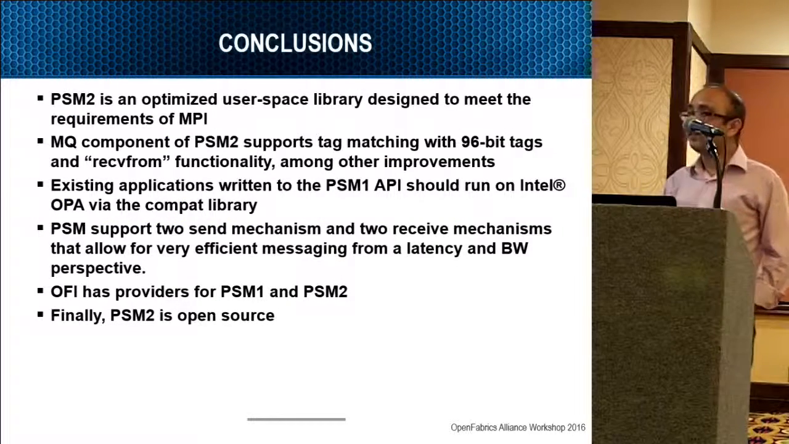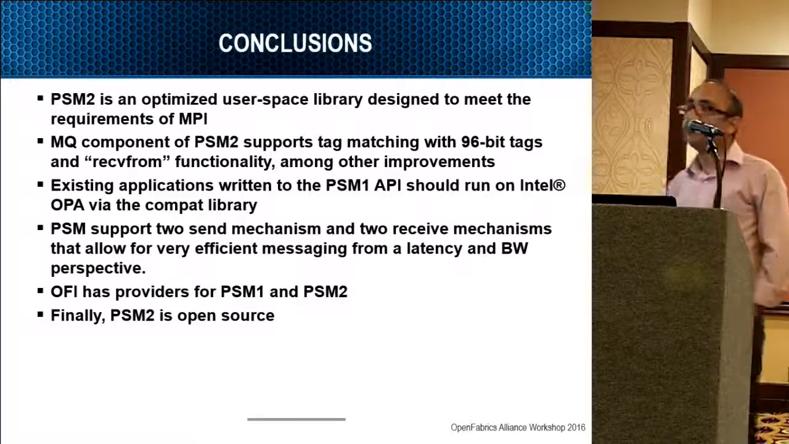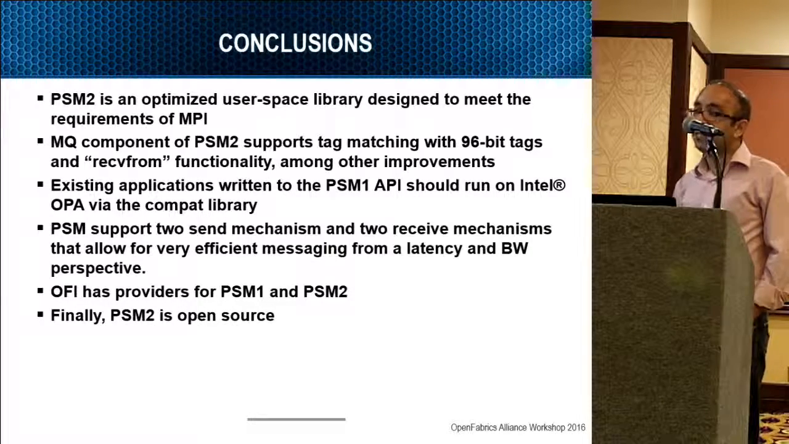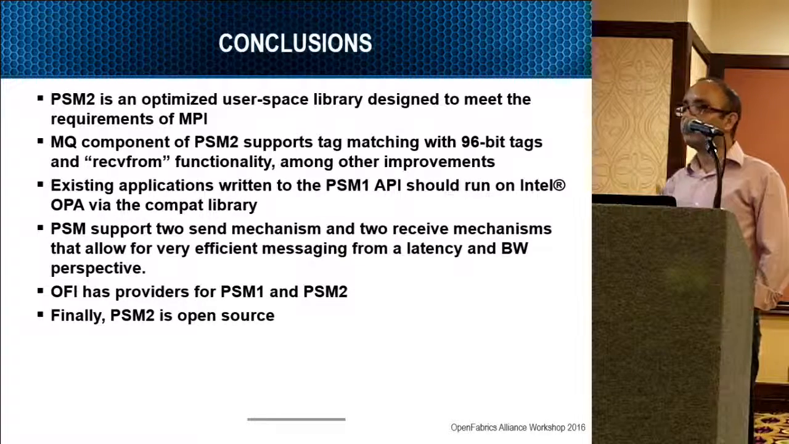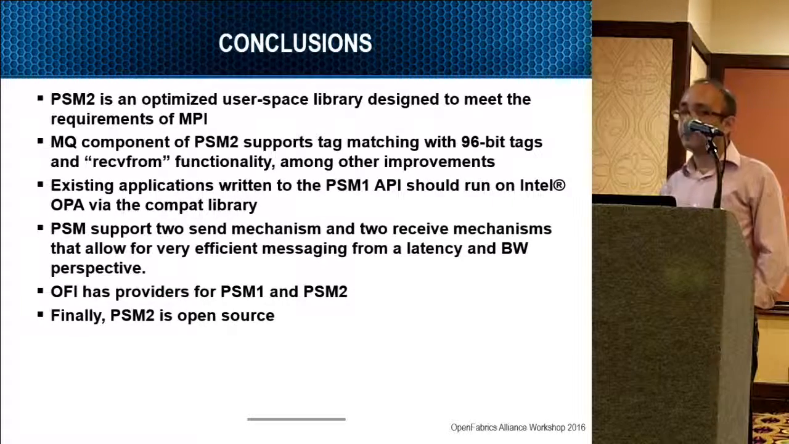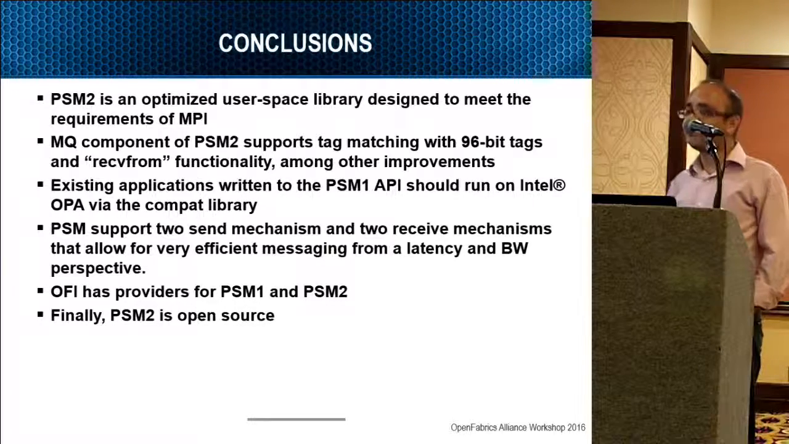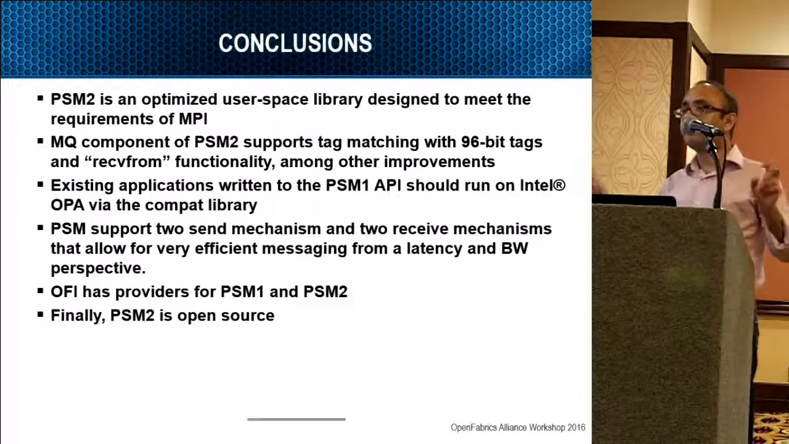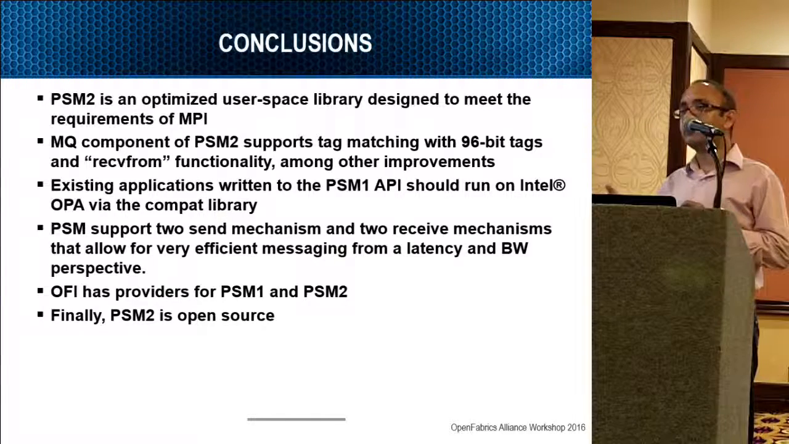So the takeaways that I was hoping I'd leave with is, PSM2 is the API we designed to make sure it semantically matches the requirements of MPI. That was foremost for HPC. The match queue component of PSM2 supports 96-bit tags and a "receive from" functionality, which basically lets you say, I want to receive messages from this source. That did not exist in PSM1.